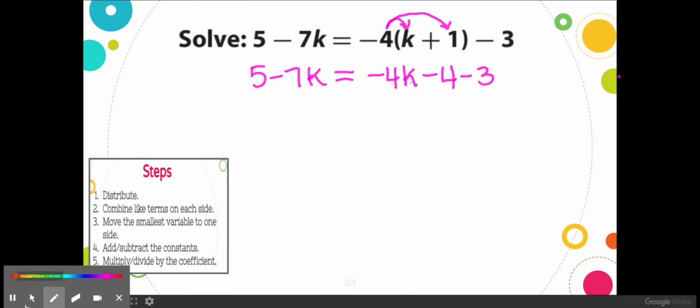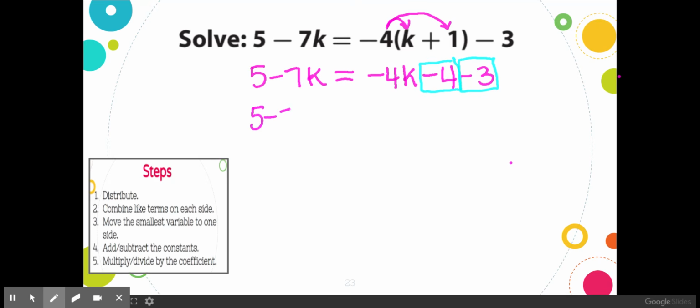Negative 4. That's a constant. Do I have any more constants? Yes, I do. Negative 4 and negative 3 are both constants, so they are like terms. Now, since there's nothing over on this side, I'm just going to bring all of that down. 5 minus 7k equals negative 4k. And negative 4 and negative 3, they have same signs. Okay, so I'm combining like terms here, but they have same signs, so same signs add and keep. That becomes a negative 7.